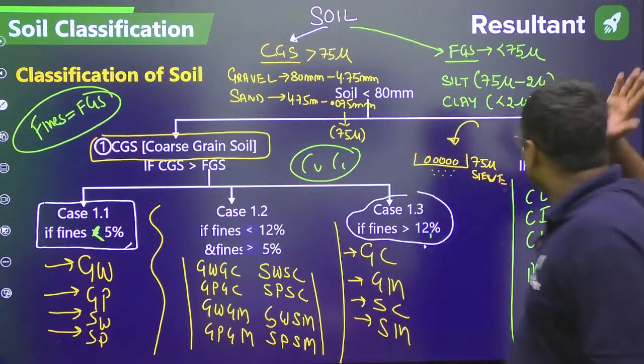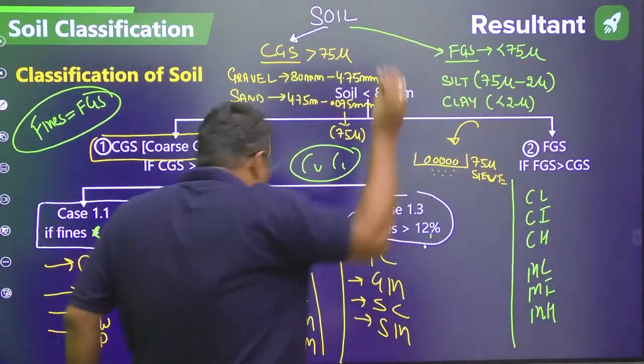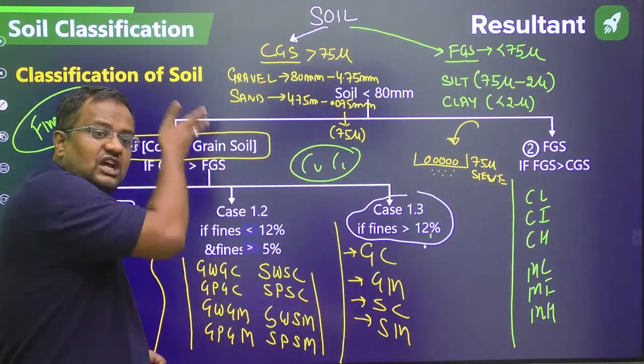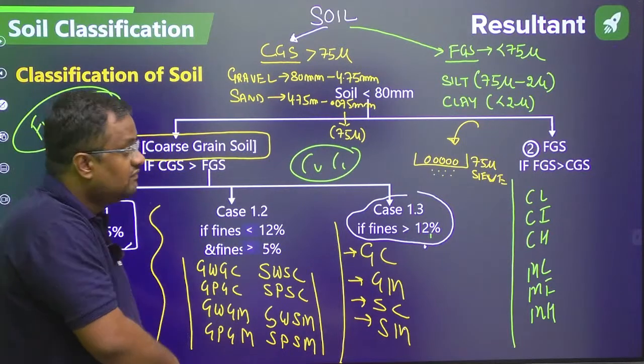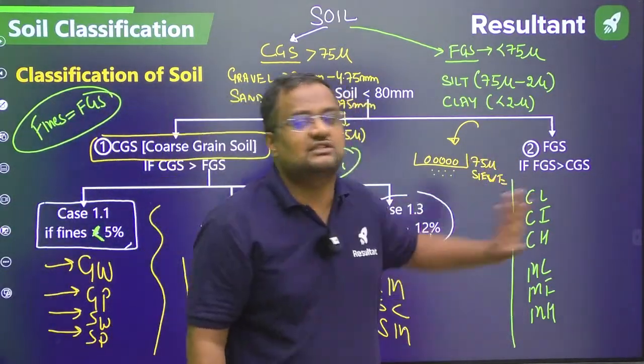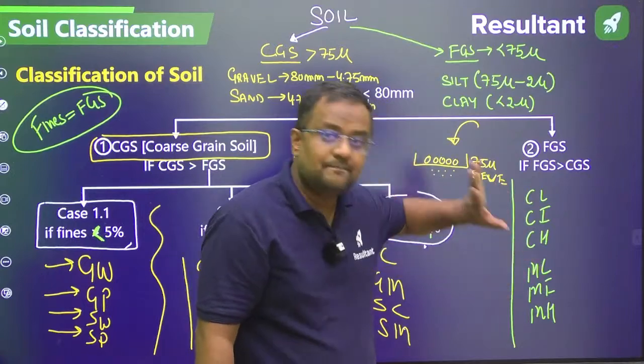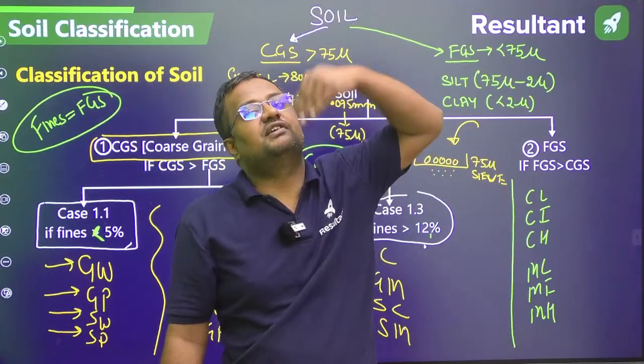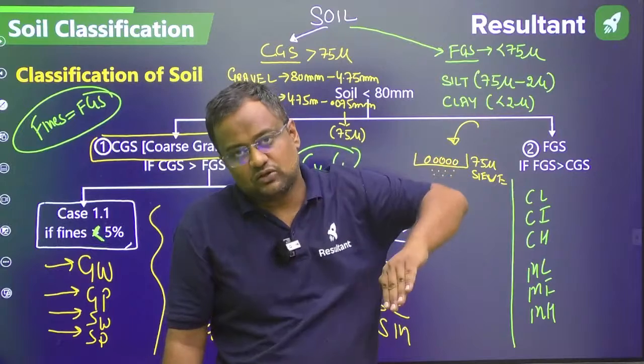Okay, and now, guys, when fines are more than 50%, they are not giving accommodation to coarse grained soil. When fines are more than 50%, everything is related to fine: C and M on the basis of the plasticity chart. If it is above the A line, it will be clay. If it is below the A line, it will be M.